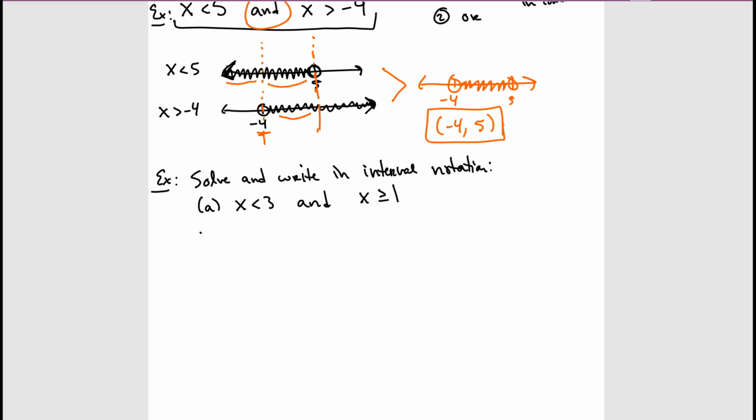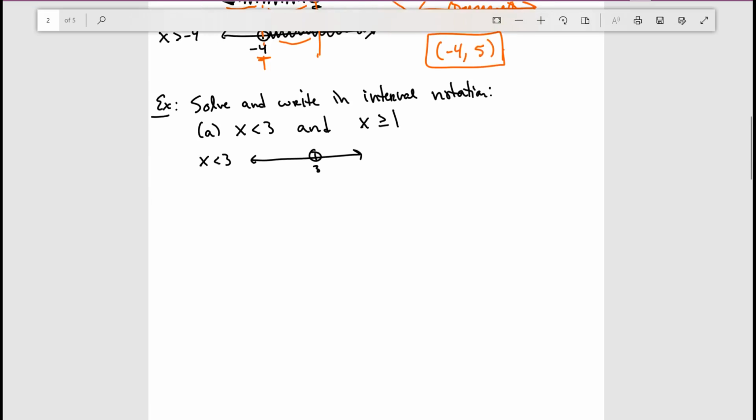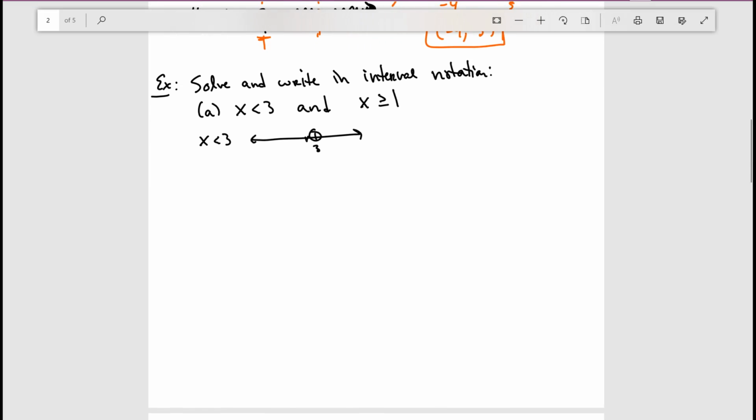First we're going to look at x is less than 3. Where is everything that's less than 3? 3 is going to be around here. 3 is an open circle because it's not included, and we want everything that's less than 3. So everything that's less than 3 is all of this. Now x is greater than or equal to 1. This 1 is less than 3. Since it's equal to, it's going to be included, and it's everything that's greater than. It's going to be all of this.